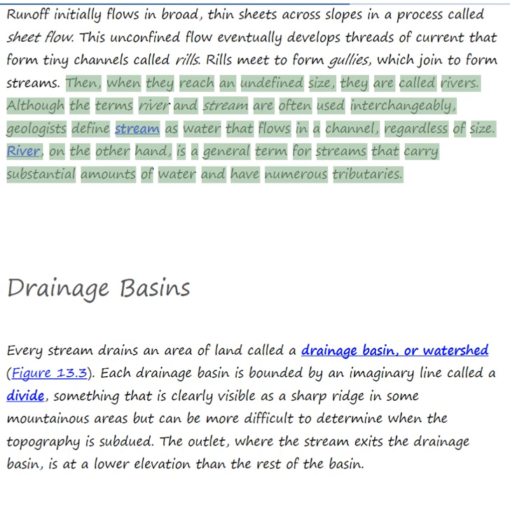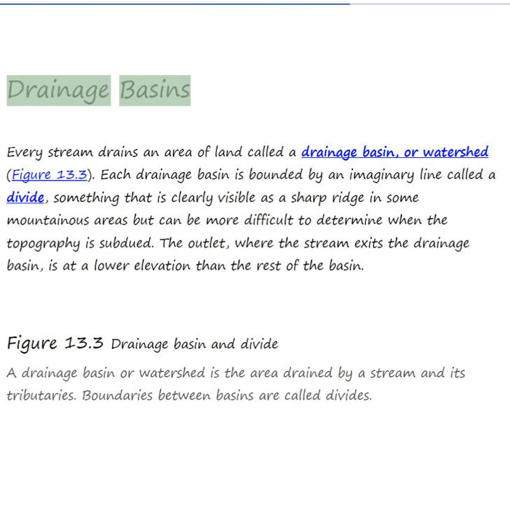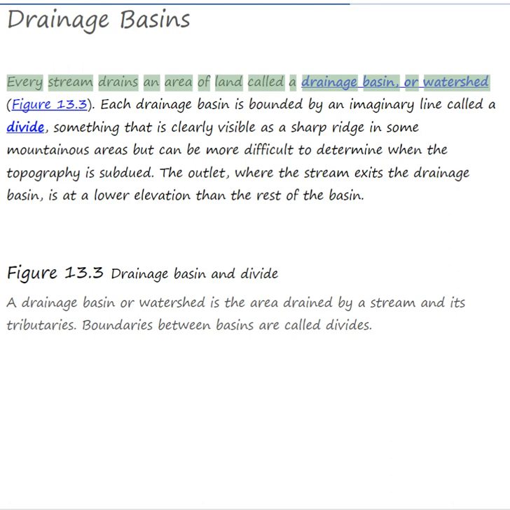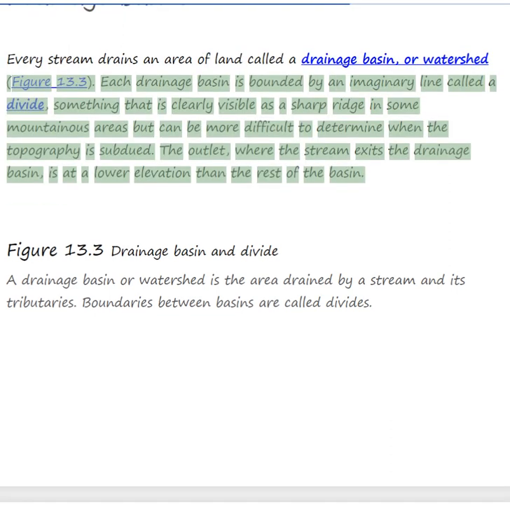Although the terms river and stream are often used interchangeably, geologists define stream as water that flows in a channel, regardless of size. River, on the other hand, is a general term for streams that carry substantial amounts of water and have numerous tributaries. Drainage basins. Every stream drains an area of land called a drainage basin, or watershed. Each drainage basin is bounded by an imaginary line called a divide, something that is clearly visible as a sharp ridge in some mountainous areas but can be more difficult to determine when the topography is subdued.